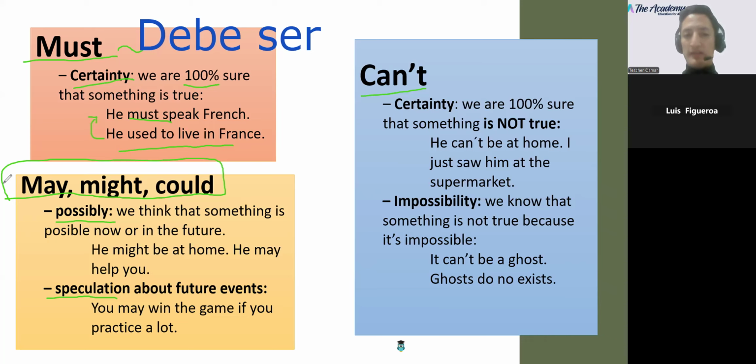What is an impossibility? Imposible. Excellent. Something that we know it's impossible. For example, it can't be a ghost. Ghosts do not exist. No puede ser un ghost. ¿Por qué? Why not? Los fantasmas no existen. Excellent. What do you think, Luis? Do you believe that ghosts are real or no?